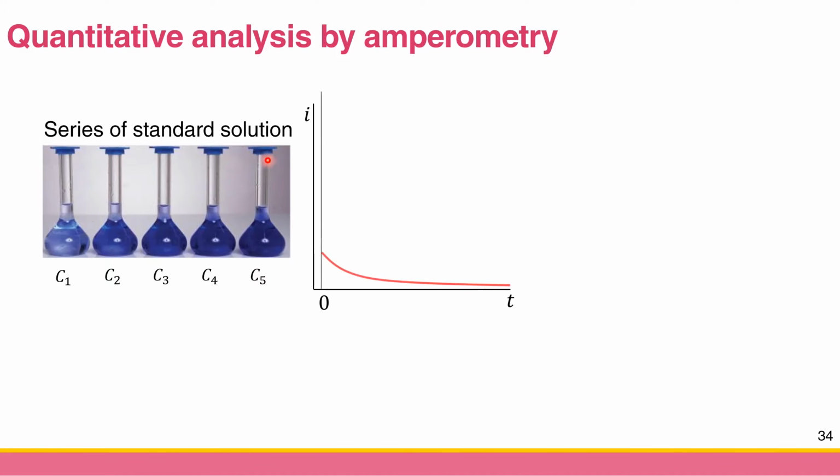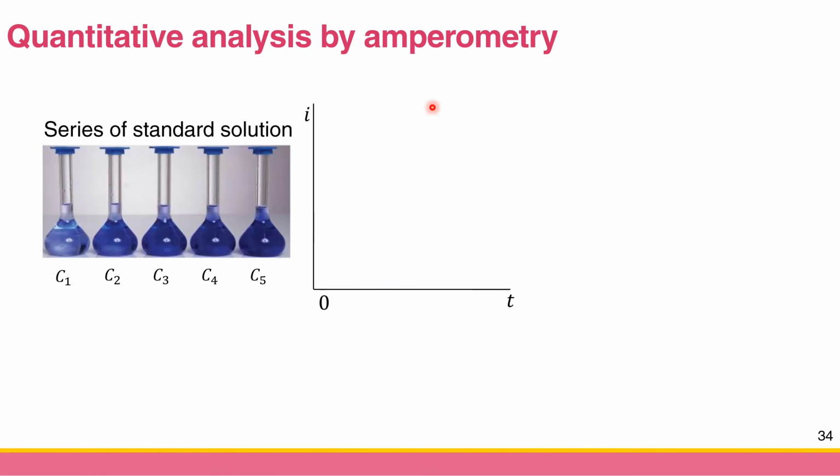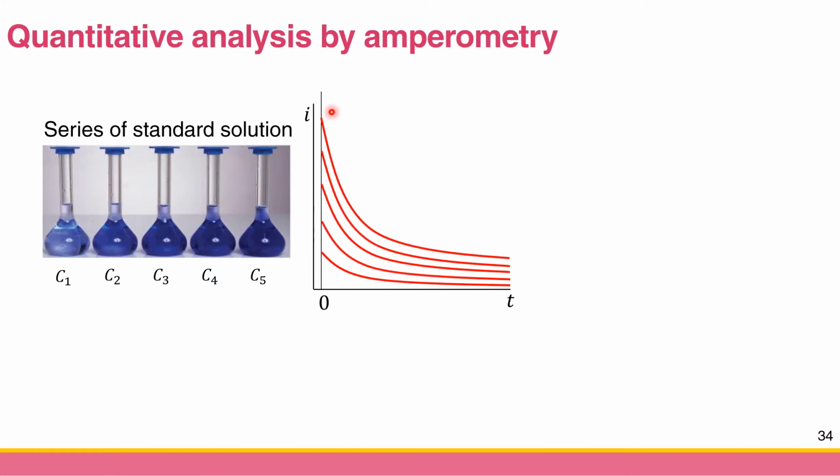Then you perform the chronoamperogram. You perform the amperometry to collect the chronoamperogram of each solution. So here you have 5 solutions, right? So this may be the amperogram from your first solution, C1. And then your second solution, C2, will be something like this. Your current is higher, right? Because the concentration is higher. And then from the Cottrell equation, you know that increasing C will increase I. So this is C1, this is C2, and then C3, C4, C5, something like this.